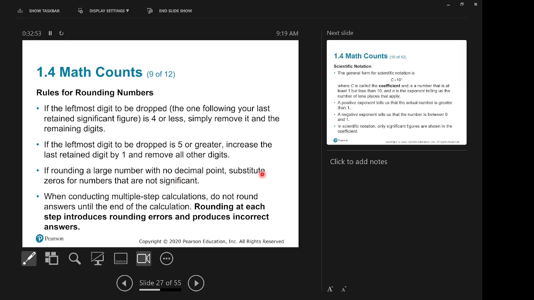If rounding a large number with no decimal place, substitute zeros for numbers that are not significant. Go ahead and just use this for this one. But when you're in the real world, if you're doing anything real world, know that this is wrong, and I'm going to tell you the correct way of doing this. The first rule is correct. If it's 4 or less, you round it down. If it's 6 or more, you round it up.